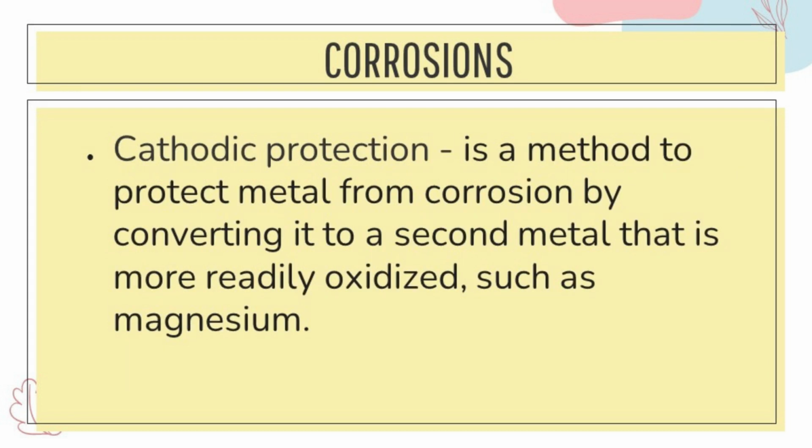Okay, so yun nga, cathodic protection is a method to protect metal from corrosion by converting it to a second metal that is more readily oxidized, such as magnesium. So in here, ang ginagawa natin from the term is a cathodic protection. So we are changing an active cathode reaction into a passive cathode reaction. Okay? So, paano nga ba natin nagagawa yun?